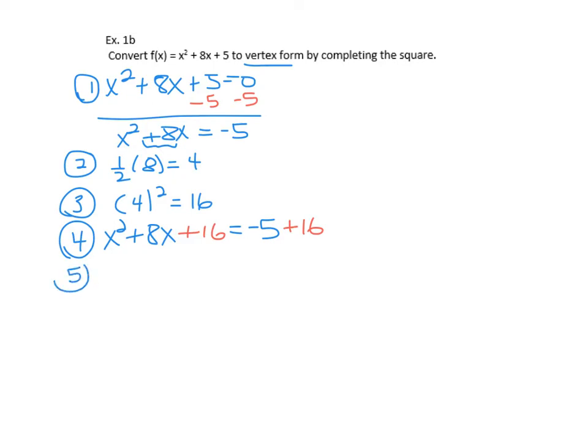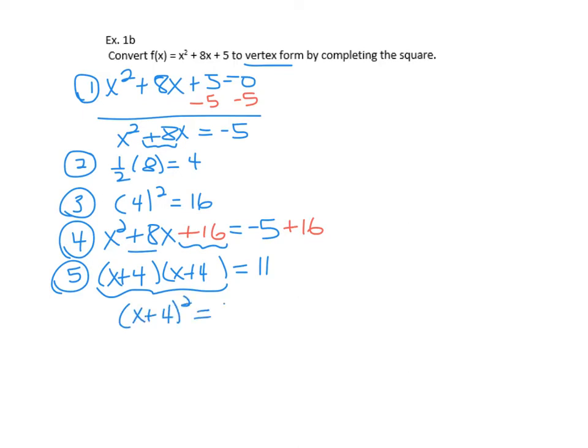Step 5 is to factor. Two numbers that multiply to get positive 16 and add to get 8 are 4 and 4. So this would factor into x plus 4 and x plus 4. On the right-hand side, negative 5 plus 16 is 11. Now, if you have the same parenthesis written twice, that's a perfect square. X plus 4 squared equals 11. This is a good stopping point. From here, you can do a variety of things like convert to vertex form or solve.